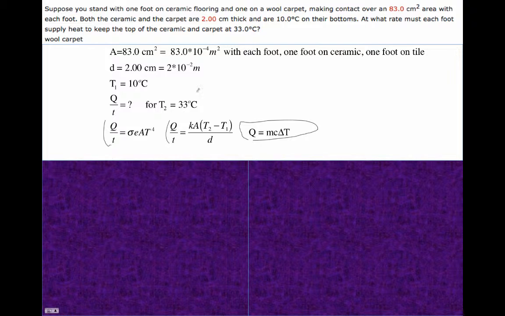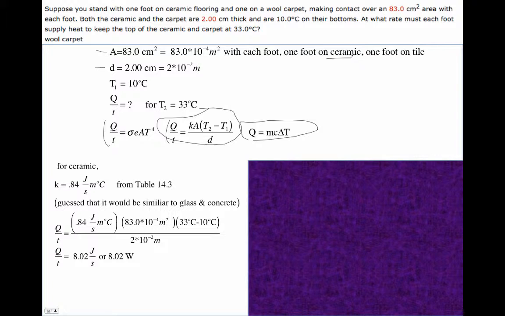Which one are we going to use? Well, now we've got a distance and we've got an area. So it certainly looks like this one is going to be the route to go. So the first thing I'm going to look at is ceramics. And of course, I go to the table, and I cannot find anything for K for ceramic. So I took a wild guess that it would be the same or very similar to glass and concrete, because glass and concrete have the same K. So I made a wild leap.